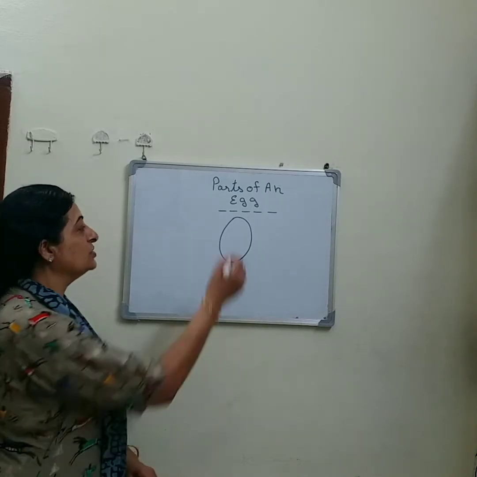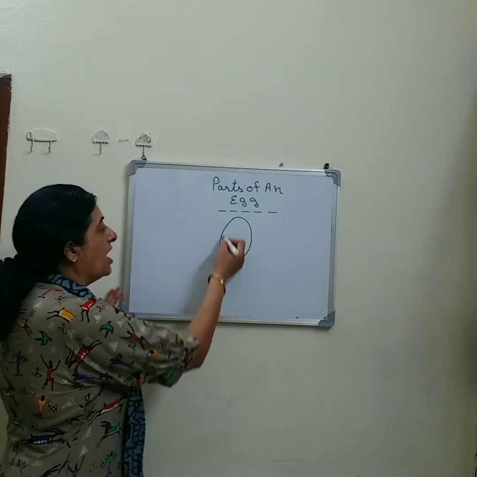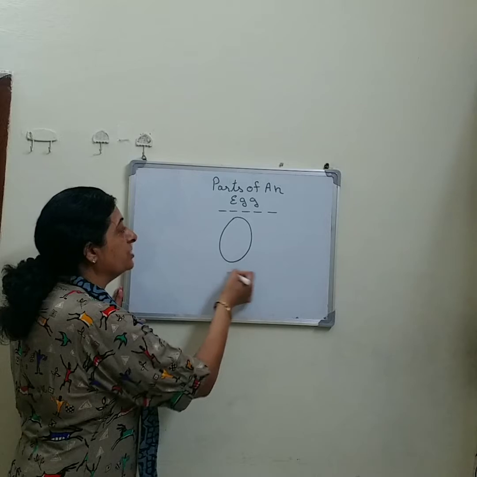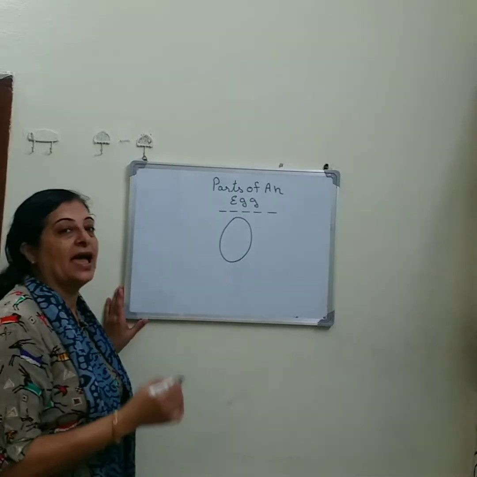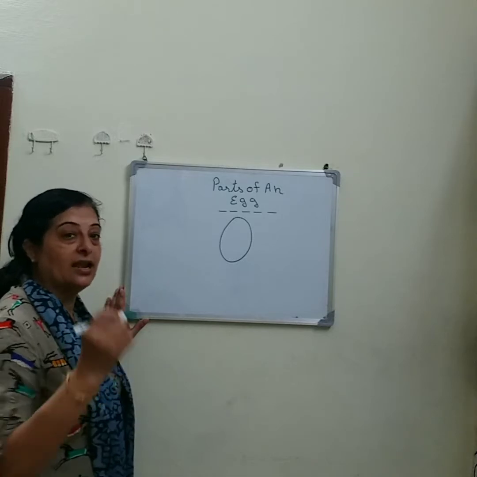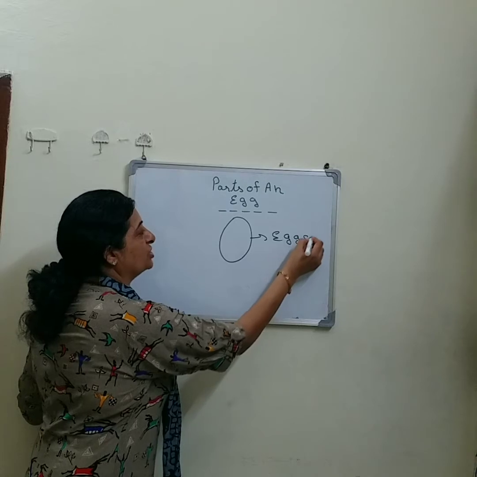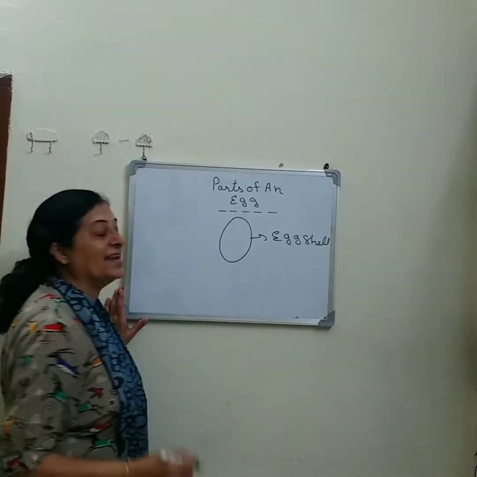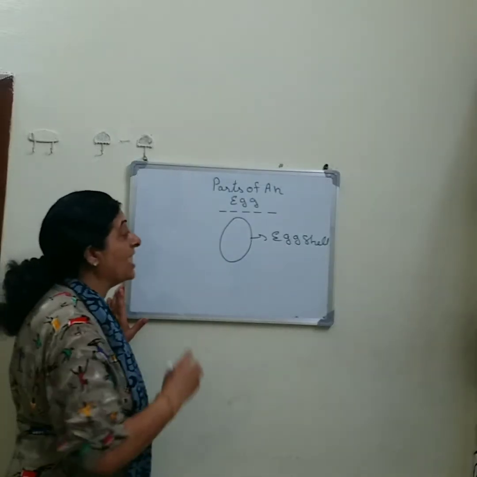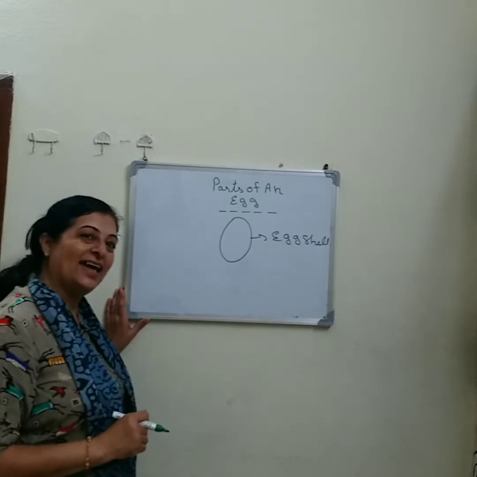When we talk about the parts of an egg, there is a hard outer shell, and this hard outer shell of an egg is known as the eggshell. This eggshell protects the baby inside the egg.